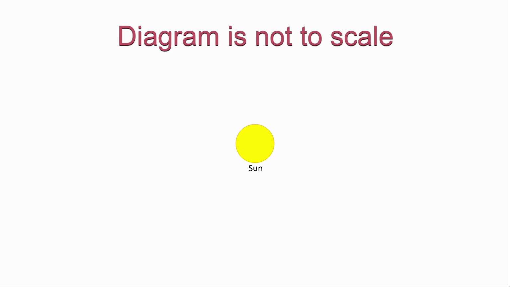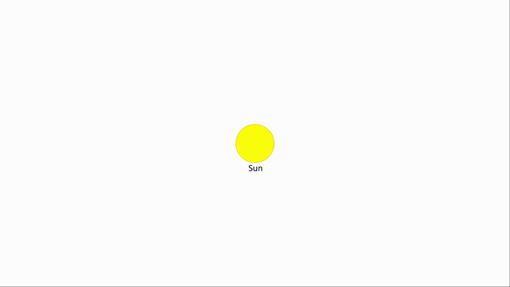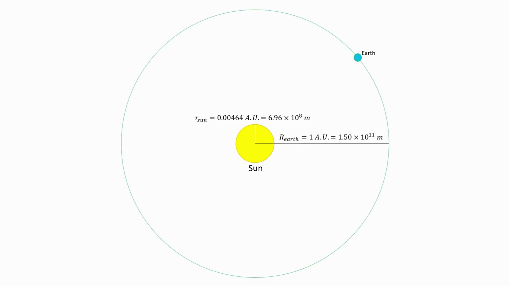It looks like this. So we have the sun at the center of our solar system, and that has a radius of 0.00464 astronomical units, or 6.96 times 10 to the 8 meters, where an astronomical unit is just defined by how far the Earth is on average from the sun. And so this is the radius of the sun right here, but then we have the Earth that's orbiting it, and that's orbiting at a radius of 1 astronomical unit.